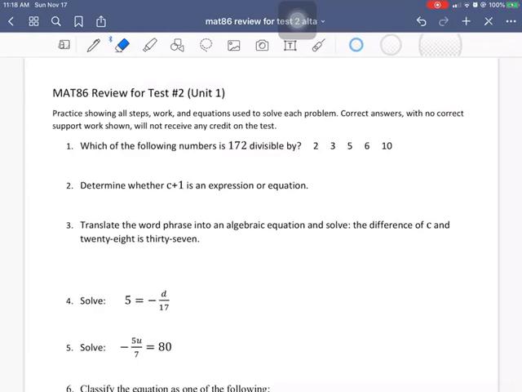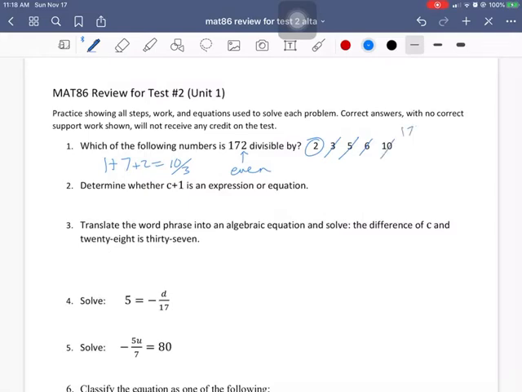Going through our divisibility rules, 172 is divisible by 2 because it ends in an even number. For 3, 7 plus 2 equals 10. That number is not divisible by 3, so it's not a 3. It doesn't end in a 5 or a 0, so it's not a 5. And because it's not a 3, it's not a 6. And it's not divisible by 10 because it doesn't end in a 0.